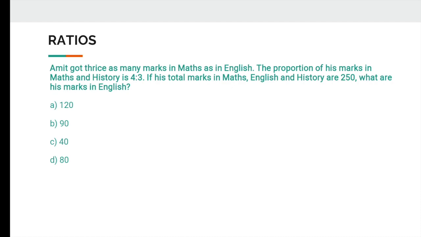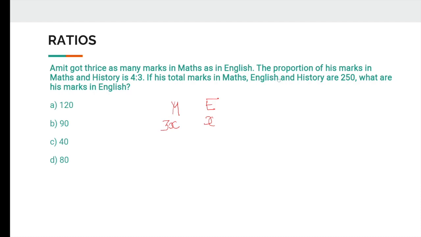Let's cover another problem. This is also a ratio problem. Amit got thrice as many marks in math as in English. So let's say there is a subject math and a subject English. What is it saying? Amit got thrice as many marks in math as in English. So let's say he got x marks in English, so he got in math thrice the English marks, 3x.